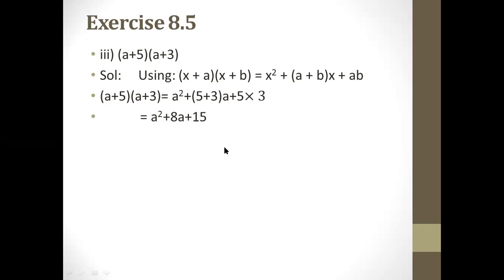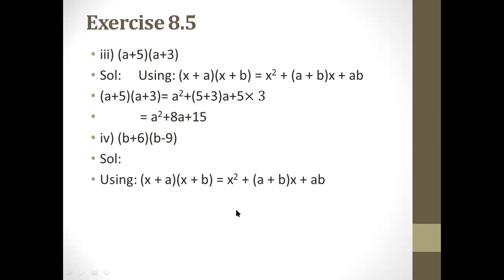When the question says to use the binomial identity, you should use the formula and solve it. If you do it with simple multiplication, you will get 0 marks. Remember this. Number 4 part, b plus, look, now in place of x, here b is given. So no problem. You just multiply b with b, square, and then plus 6 plus in bracket minus 9 into b, plus 6 multiply minus 9. Like this you will use the formula.